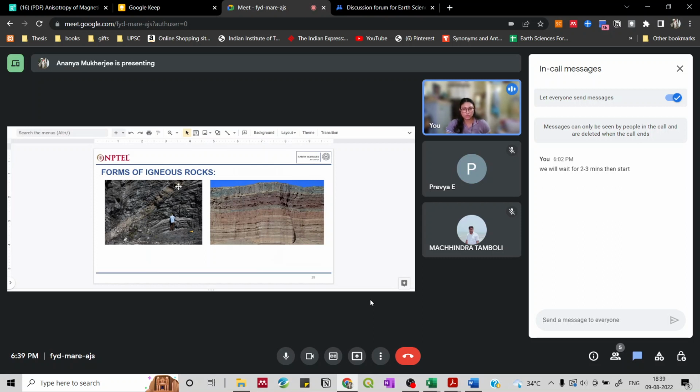The image to your left-hand side is a dike. This is a discordant form, discordant meaning it's disrupting the layers that were already present before this intrusion took place. These are forms of igneous rocks, formed due to the extrusion of magma. When the magma is extruded from the earth's surface, it dissects the already present horizontal layers. So it's disrupting, and it is called discordant.